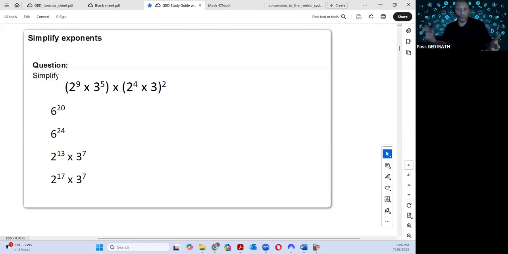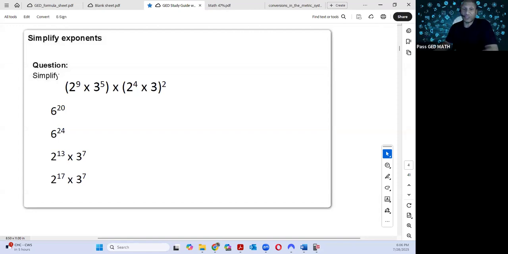Because we already know the exponent rules only work with exponents with the same base. So what they did is they just did 2 times 3 to get 6. No, that's not what we're doing. So right away, you know 6 to the 20th and 6 to the 24th are incorrect.